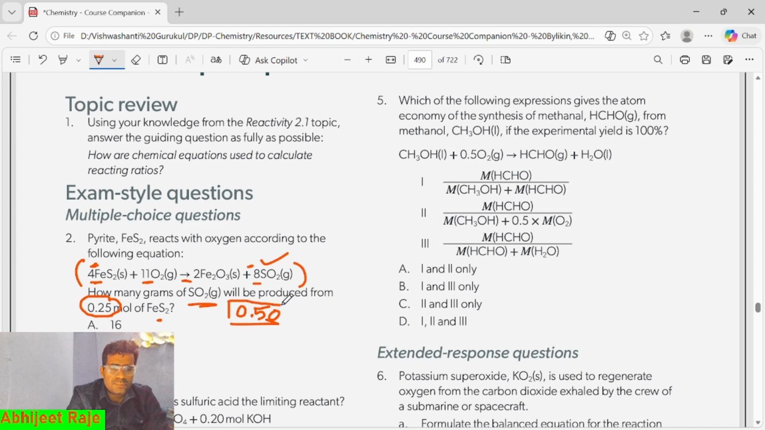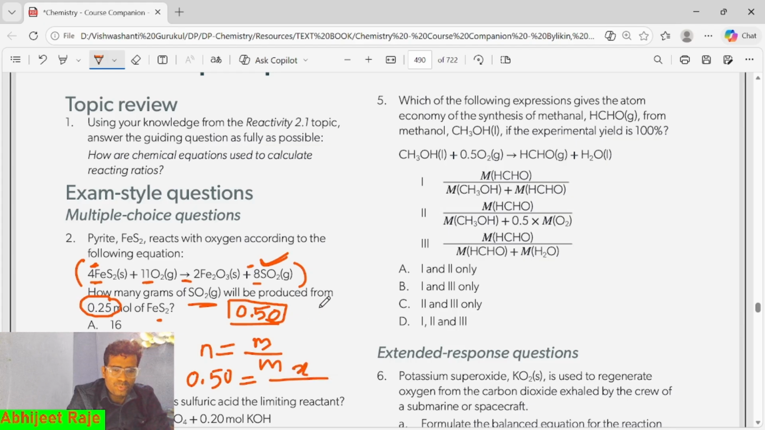So this is the first step. Most of the students don't understand this concept. From this stoichiometry, we converted the 0.25 mole to 0.5 mole. How? This is 4, this is 8. If this is 0.25, this will be 0.5, of SO2. Now, next step. Number of moles is equal to mass upon molar mass, correct? Now, the number of moles from the stoichiometry I got is 0.50. Mass I wanted to find, that will be X.